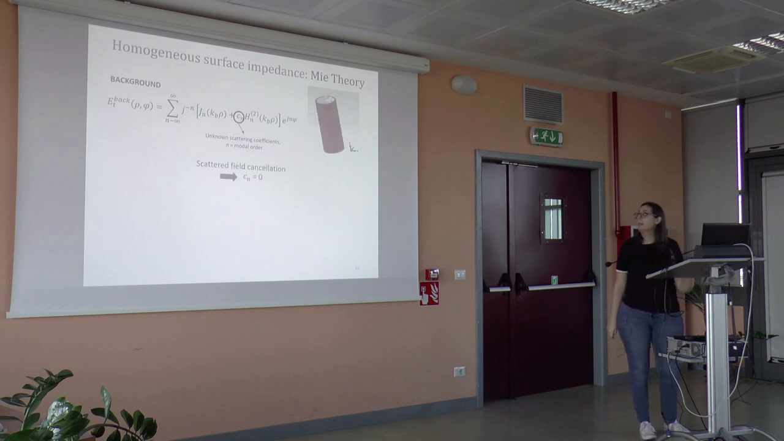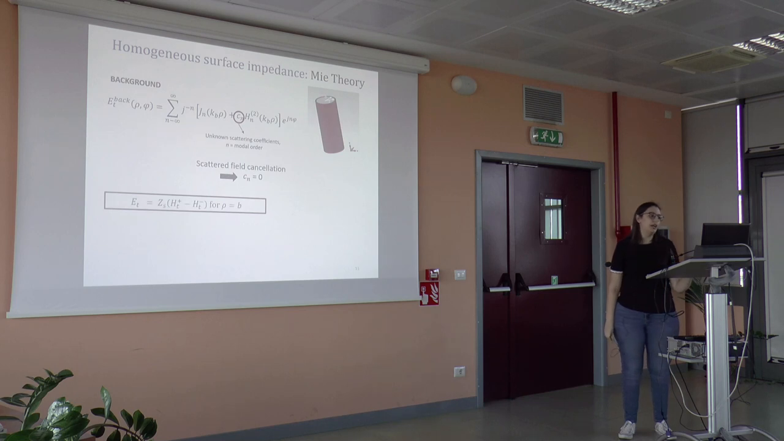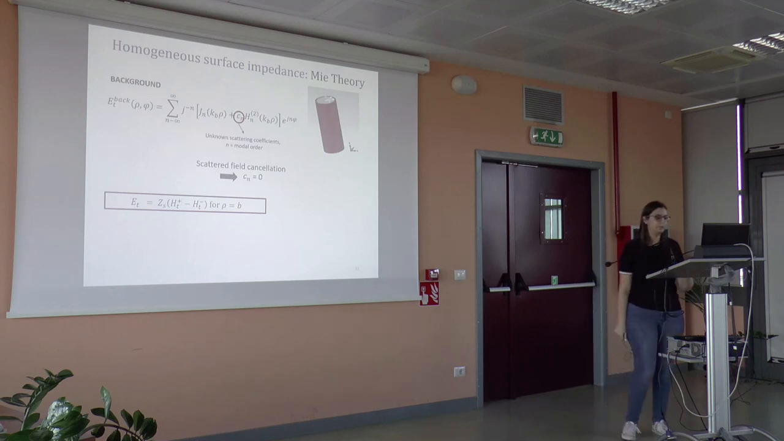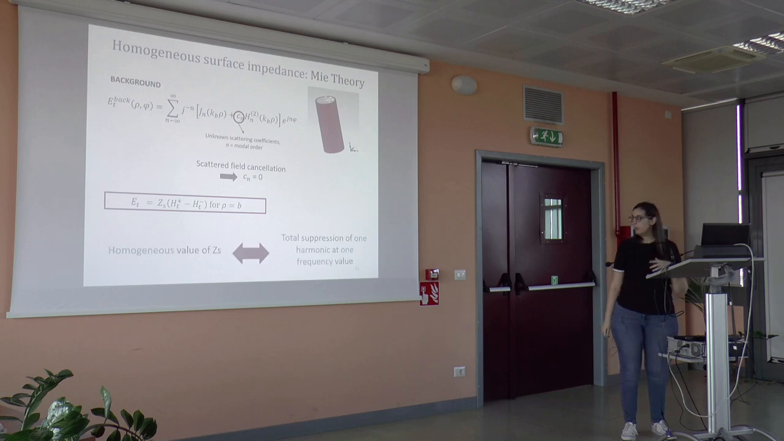This can be done by imposing an impedance boundary condition at the object interface, and the impedance will then connect the tangential electric field with the jump in the magnetic field at the object boundary. It can be proven that with a homogeneous value of surface impedance, we can completely cancel one harmonic of the scattered field at a certain frequency.